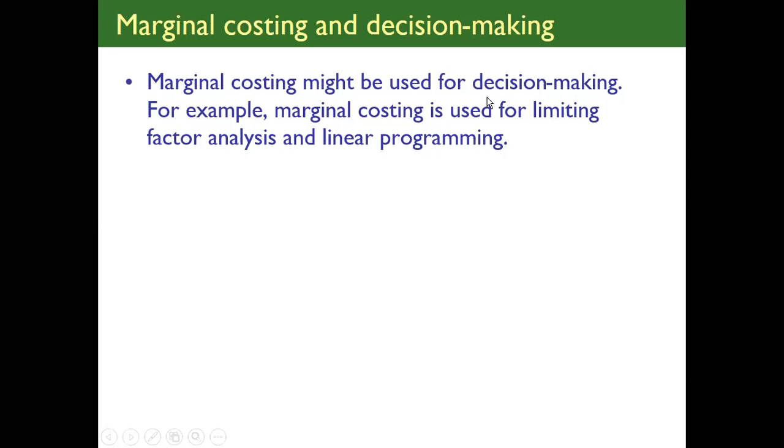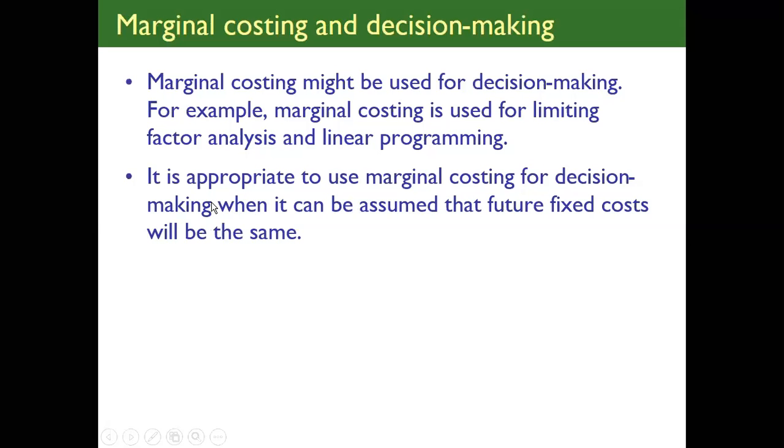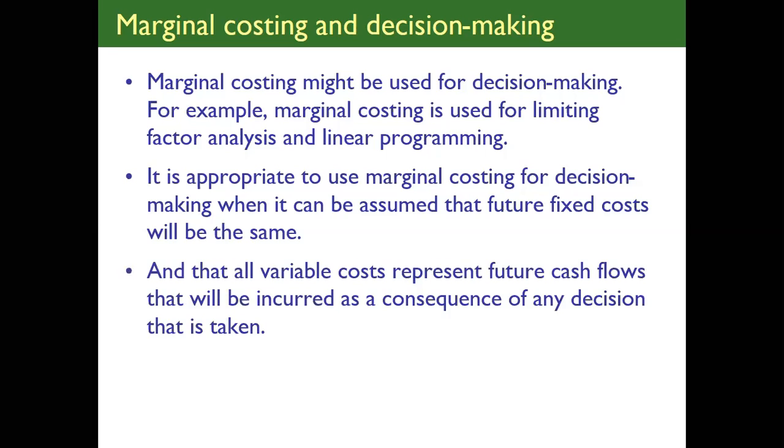Marginal costing might be used for decision making. For example, marginal costing is used for limiting factor analysis and linear programming. We just did that topic. It is appropriate to use marginal costing for decision making when it can be assumed that future fixed cost will be the same. Yes, but if future fixed cost will change, the change in fixed cost will be called incremental fixed cost, and that you should also consider. But if the fixed cost do not change, then you can just ignore. And all variable costs represent future cash flows. Yes, variable costs are my future.